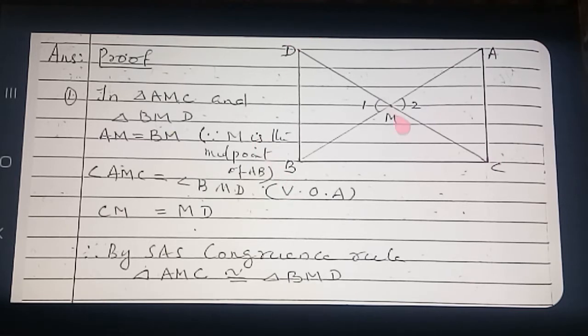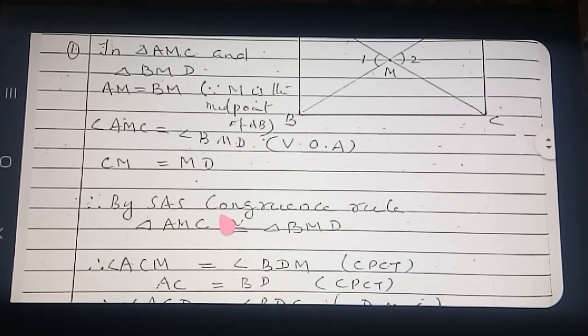Angle BDM. What type of angle are they? Corresponding angles, so corresponding parts of congruent triangles. See here, C and D. Which position? The position is the same. Here the third position is written, and here also the third position is written.